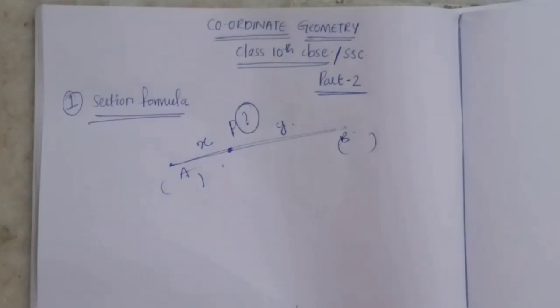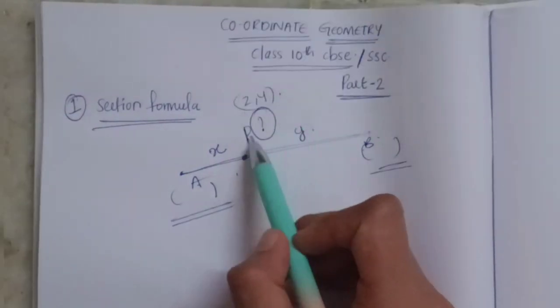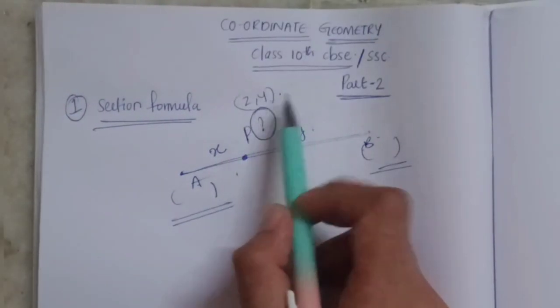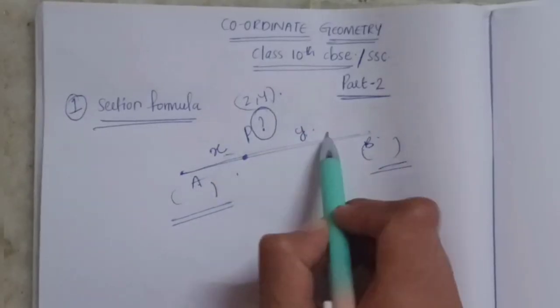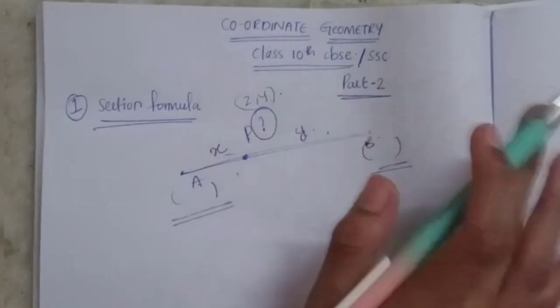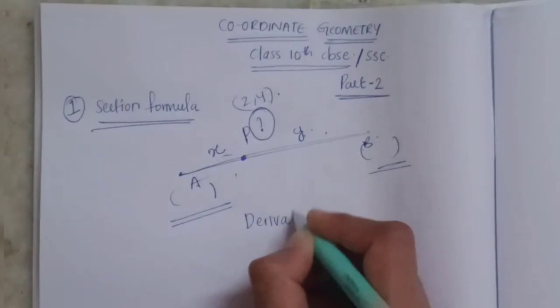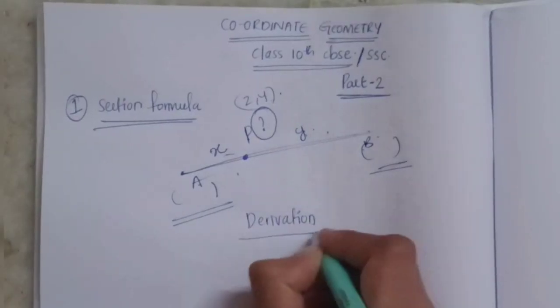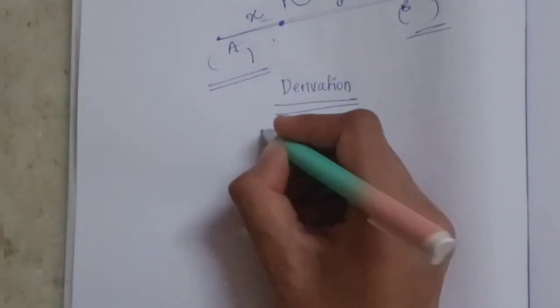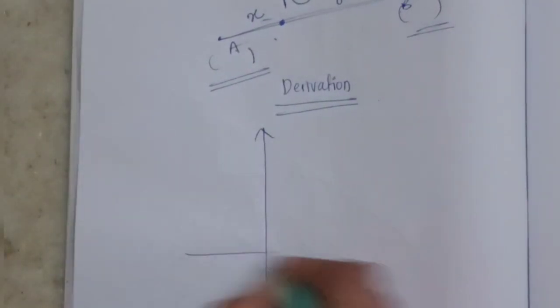Else they will give a point P, which is (2, 4), and we should find out the ratio. So this is how it is. First let us understand its derivation, and then let us go into its applications. So let me draw a Cartesian plane.